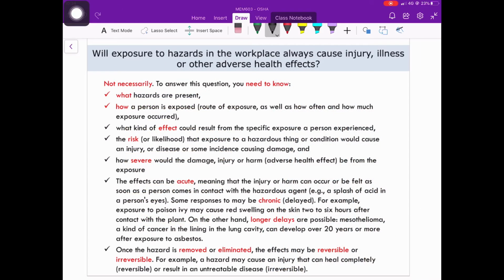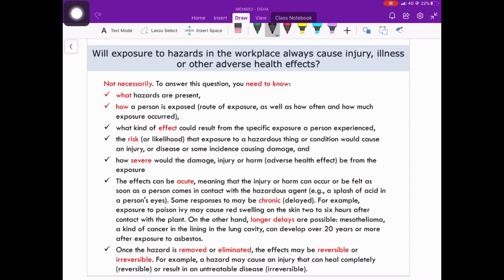Some of us might inquire whether being exposed to hazards in a workplace will always cause injuries, illness, or other health effects. The answer is not necessarily. It always depends on the types of hazard present, how a person is being exposed, what the effect from the exposure will be, the risk that can lead to injury, disease, or damage, the level of the damage, injury, or adverse health effect, how severe it will be, and how fast the effect will show.